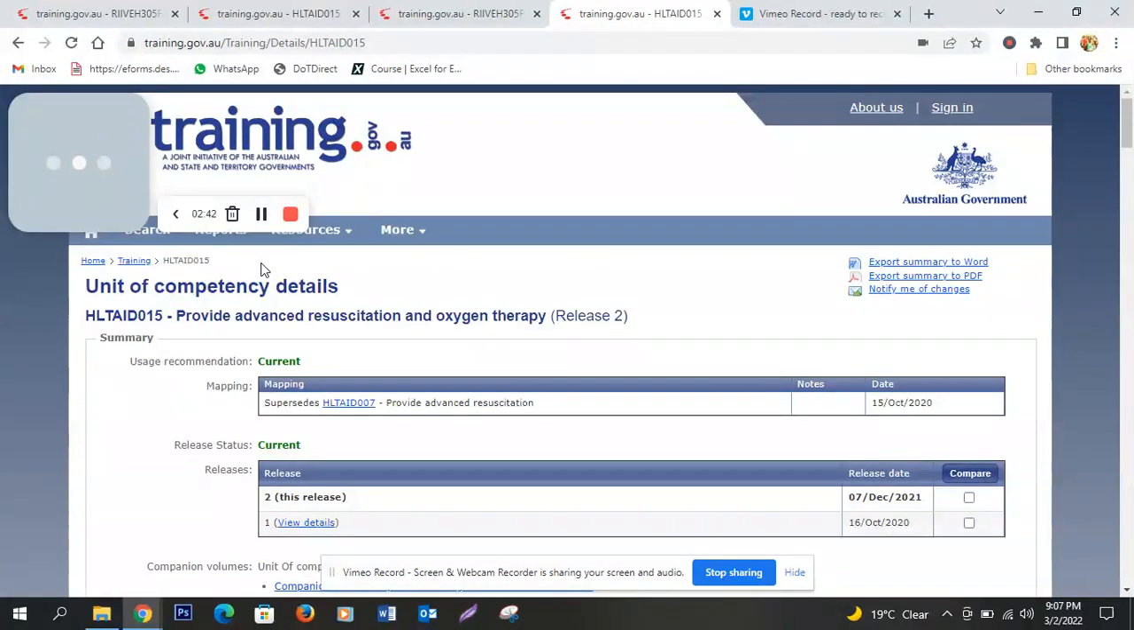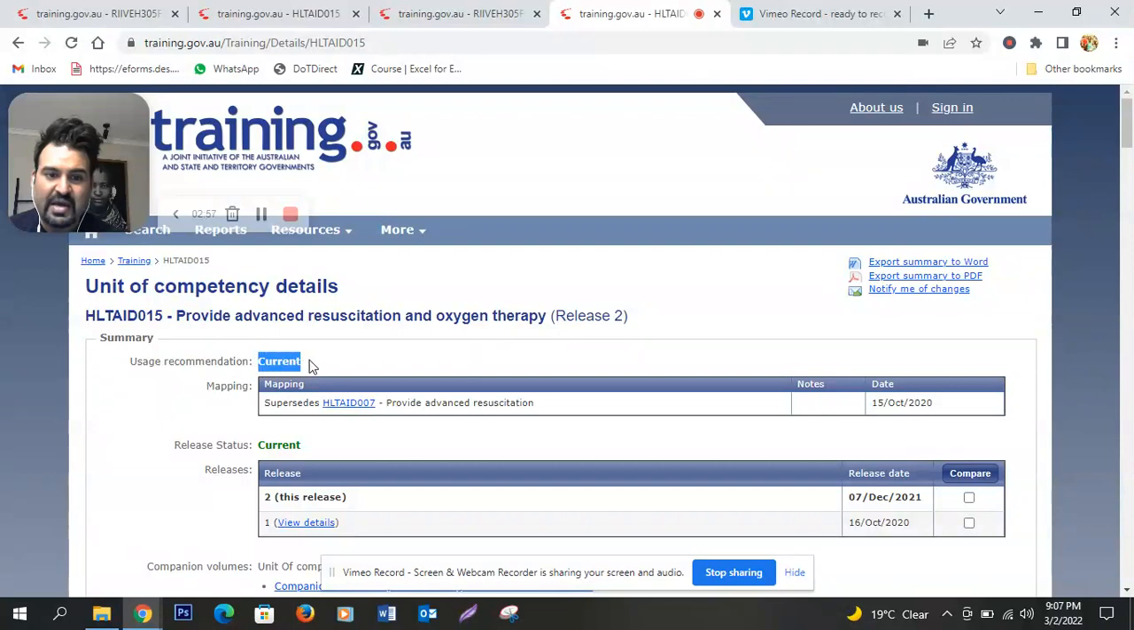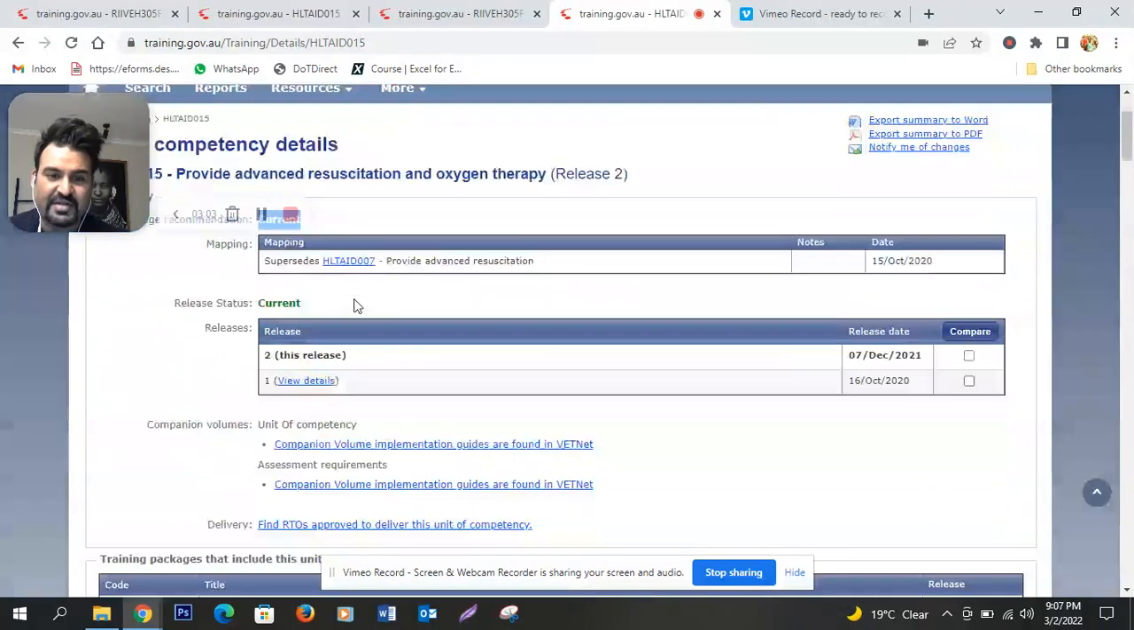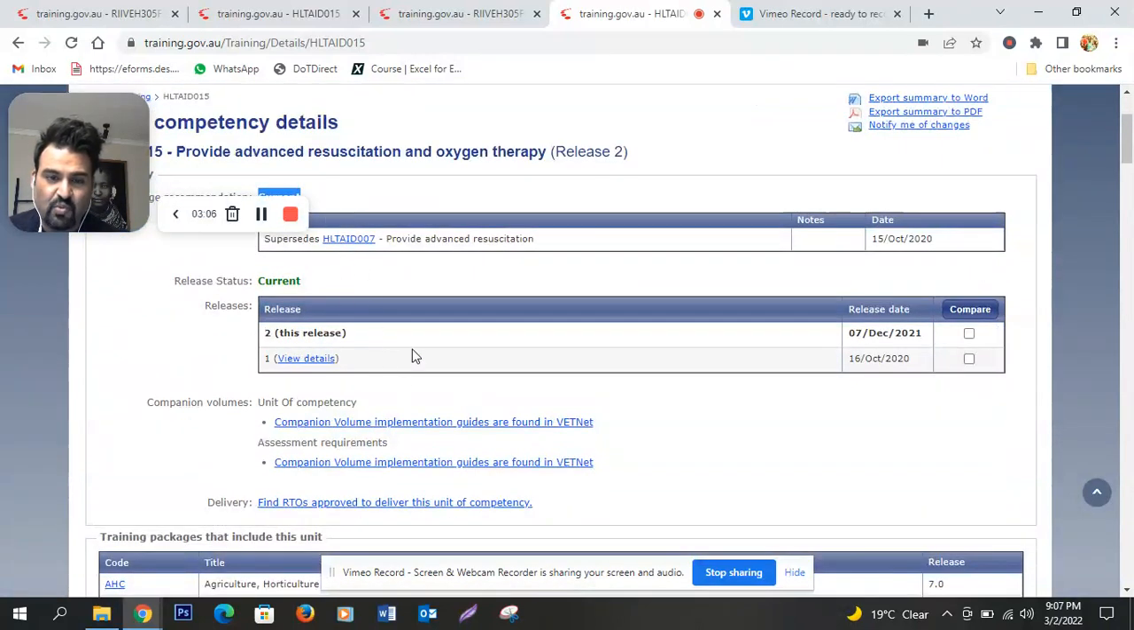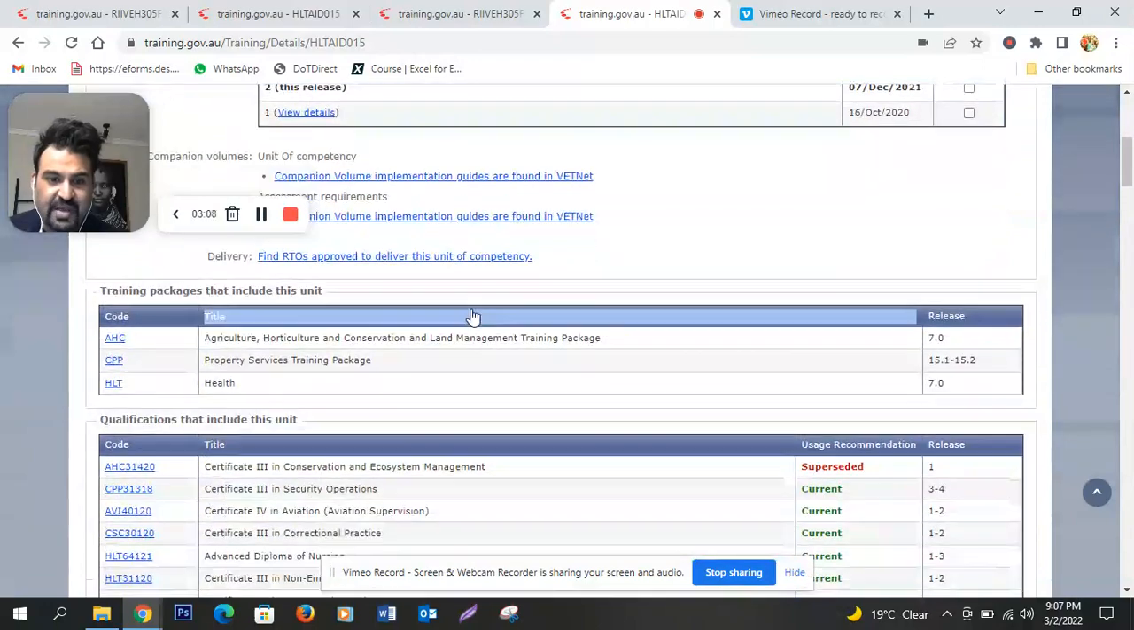Now I've clicked it, and what I've seen is this is the unit of competency, and the detail says that it is provide advanced resus and oxygen therapy, right? What you want to look at is this thing over here, the usage recommendation. It says that it's current. So very good, that's what we are after. We want to use this.